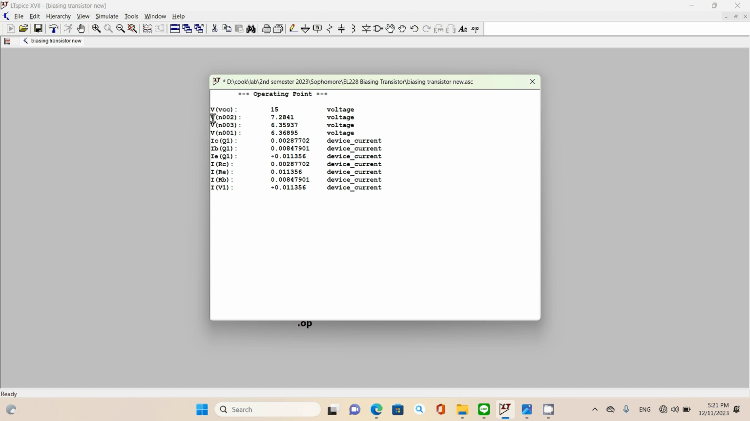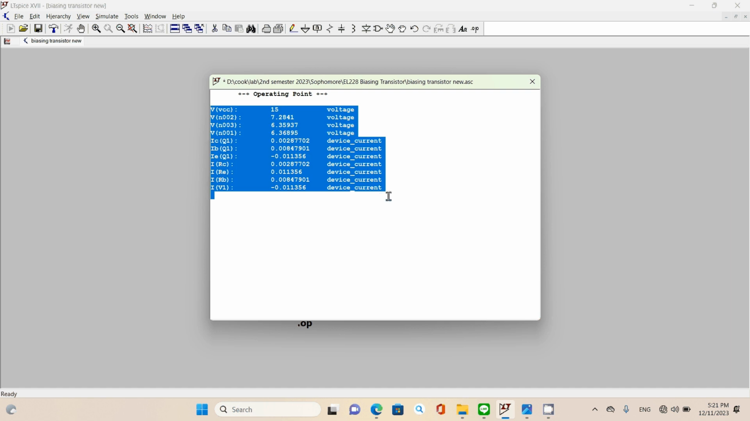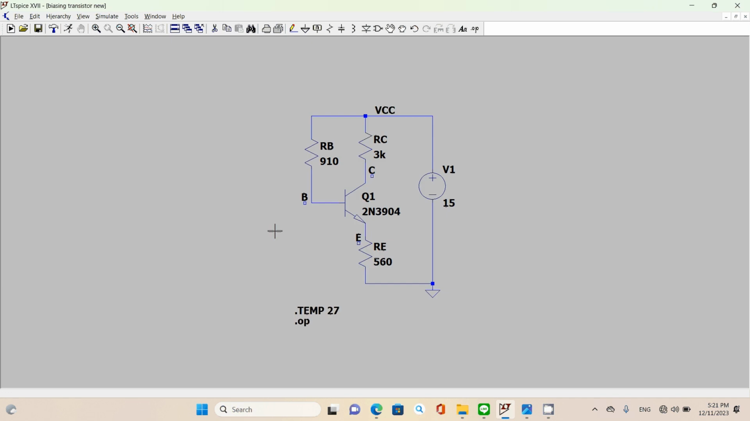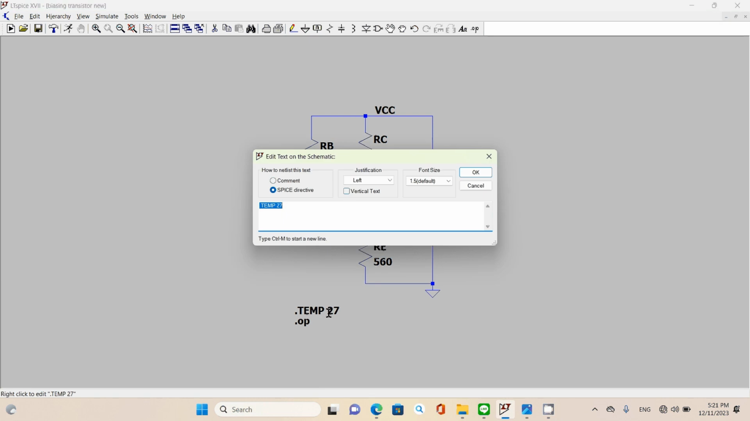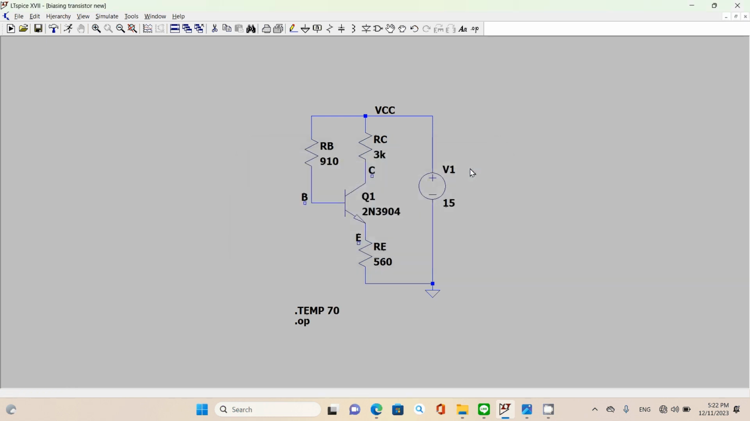As I mentioned earlier, you can simply copy this and put it in Microsoft Word, and just type in, this comes from the circuit working at room temperature, 27 degrees, and that's for circuit number 1. Next, you change the temperature here to 70 degrees Celsius, and you take down the data for what? VB, VC, VE, and also IB, IC, and RE, and find the percent change of IC and percent change of VC when the temperature changes from 27 degrees to 70 degrees Celsius.